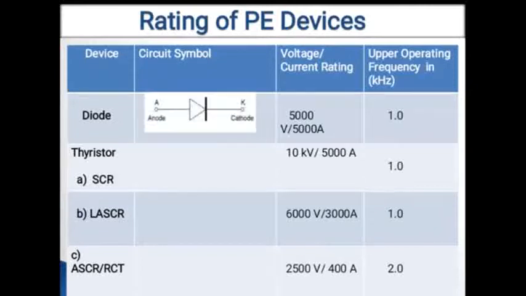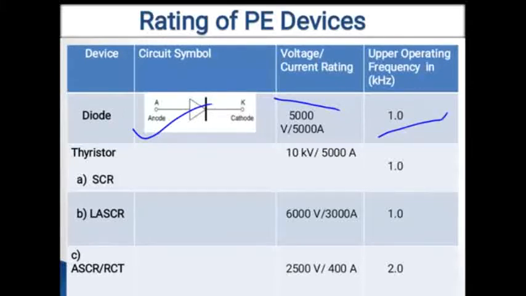In this diagram you can see the symbol of diode. Diode has two terminals, anode and cathode, and it has a voltage rating of 5000 volt and a current rating of 5000 ampere, and the frequency range is about 1 kilohertz.